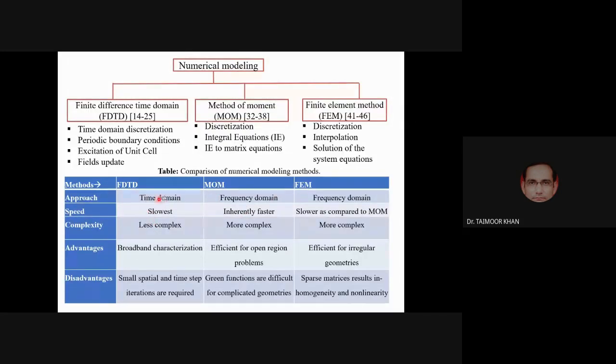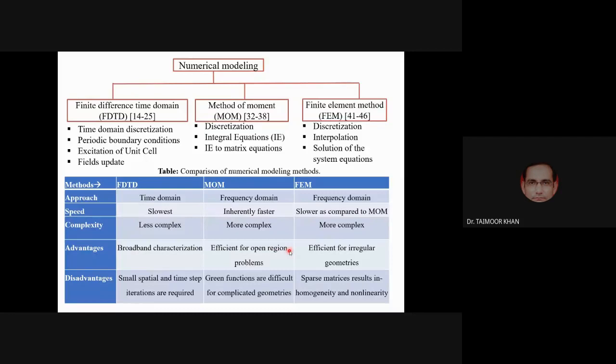Like a summary of these three methods in the context of EBG structures, each one has its own advantages and drawbacks that we need to discuss here. The first one is the time domain approach, the second is the frequency domain, and ultimately it is inherently slower as compared to the method of moments. In complexity, FDTD is the less complex method, and the others are more complex because of the integral form of equations and the complicated form of the equations, basically.